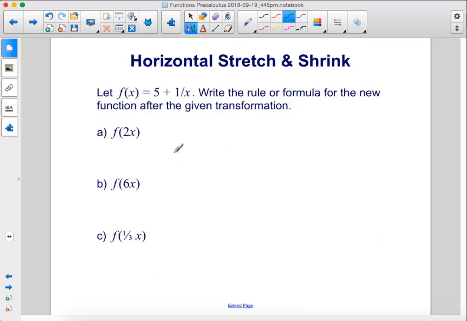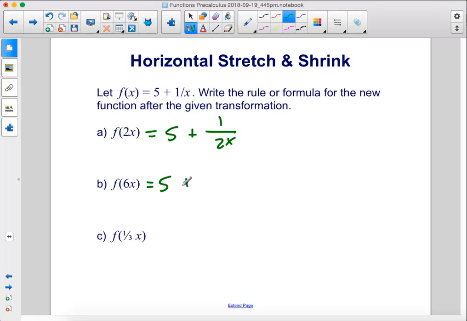Let f of x equal 5 plus 1 over x. Write the rule or formula for the new function after the given transformation. All right, so we're going to plug in 2x for x here. So that gives us 5 plus 1 over 2x. So instead of x, we plug in 2x.